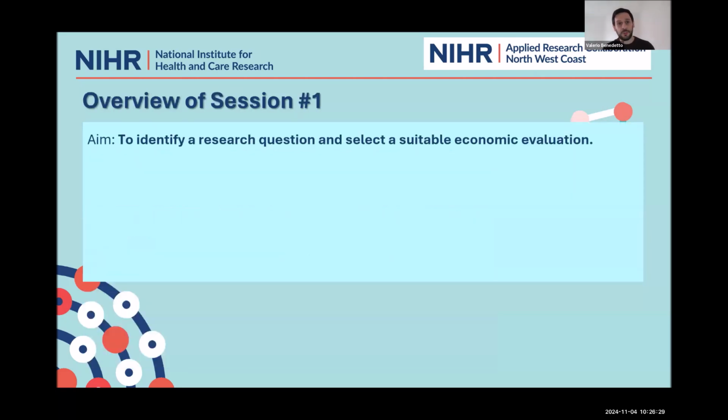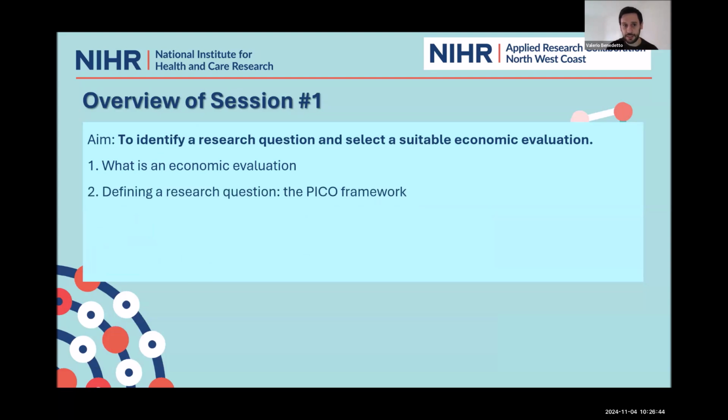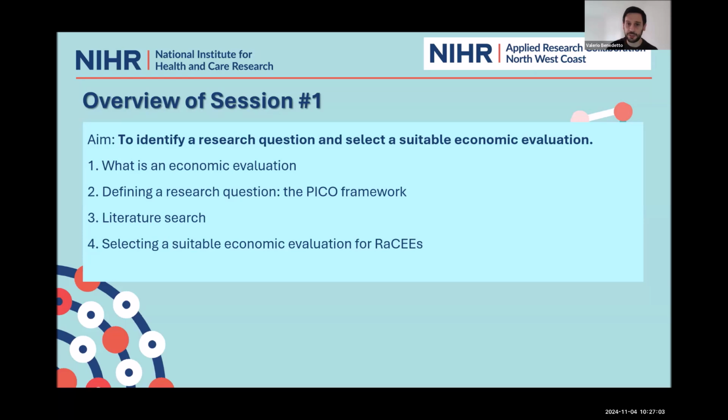Okay, session 1. The aim of session 1 is to identify a research question and select a suitable economic evaluation. We'll talk quickly about what an economic evaluation is, and then we will talk about defining a research question, the PICO framework, and the literature search, which is the element that Cath will go through in detail. And then we will talk about the homework, which is about selecting a suitable economic evaluation for the RaCEEs.